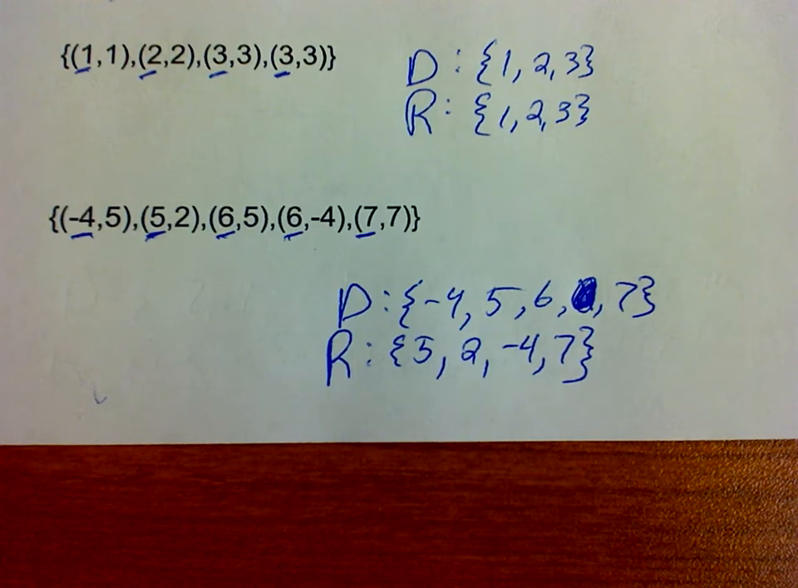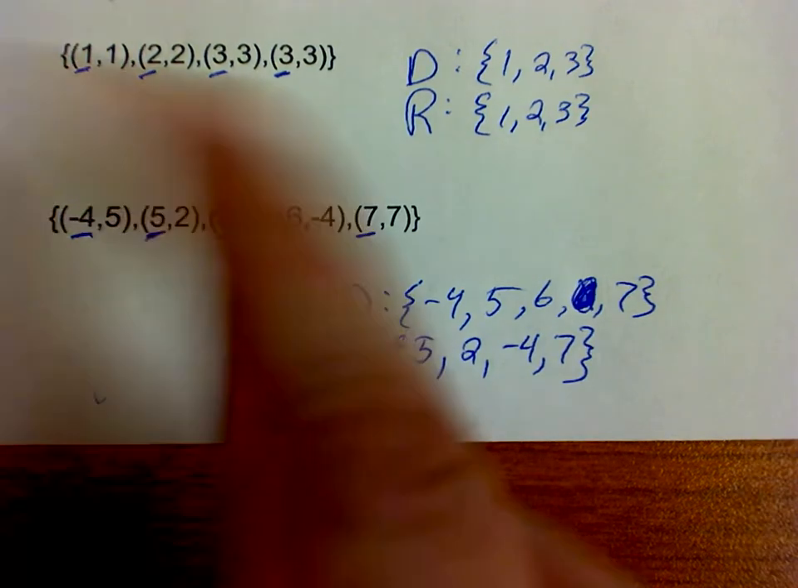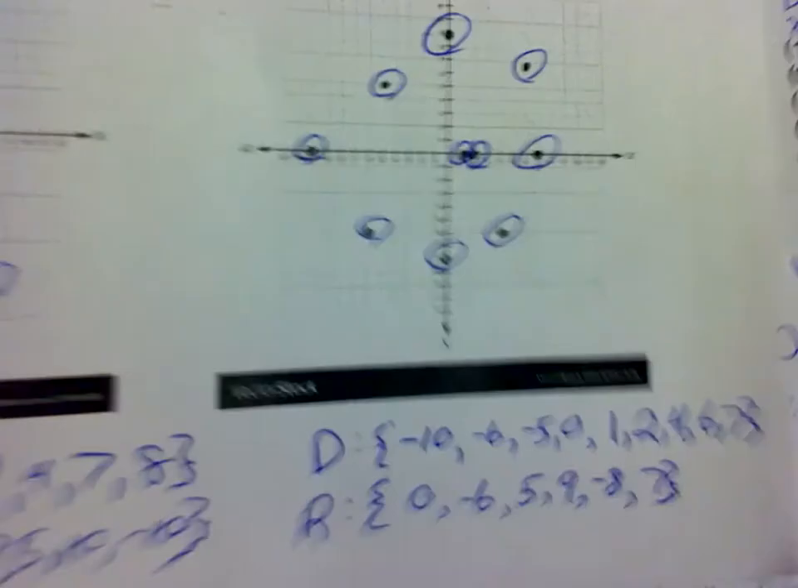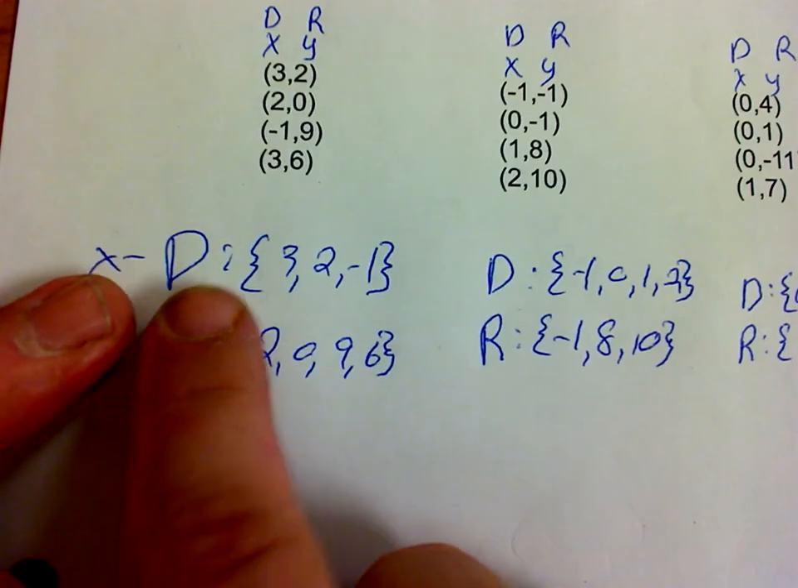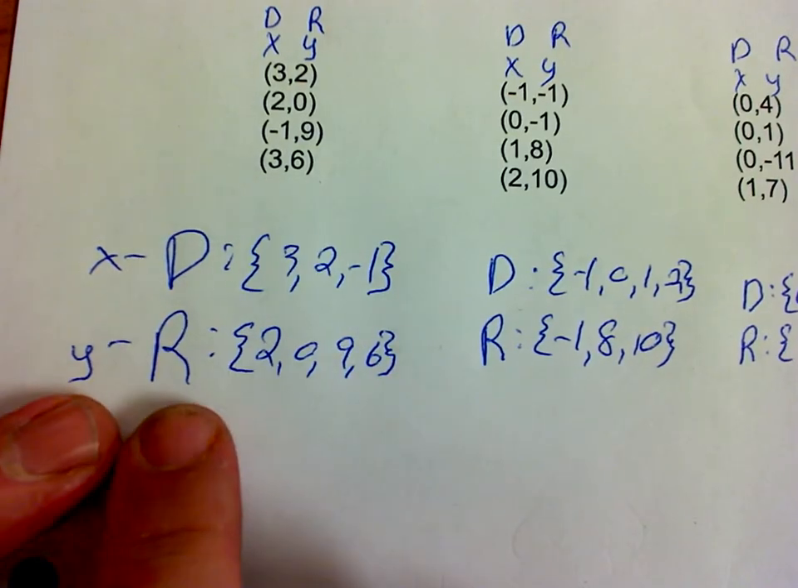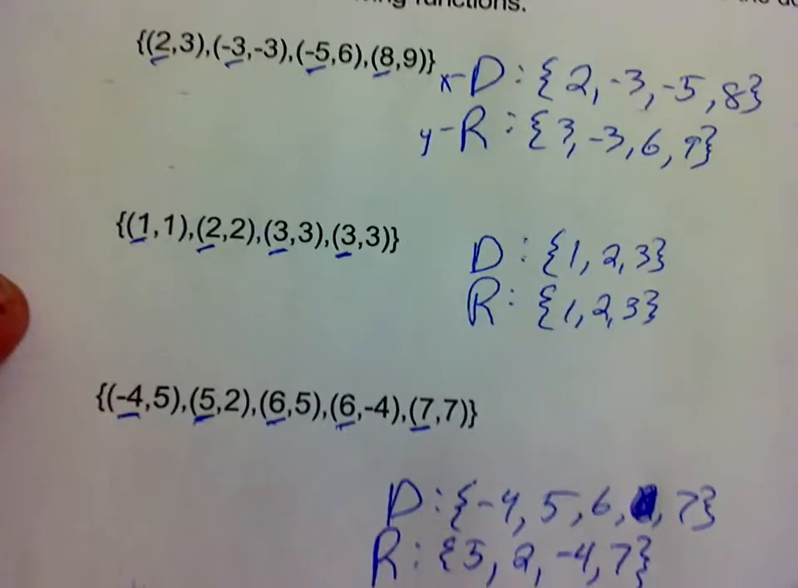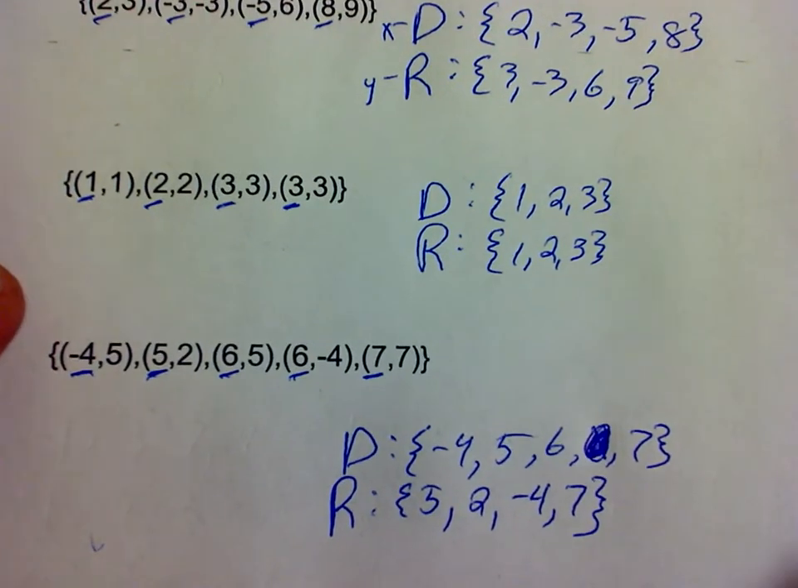So once again, we should be able to look at points listed horizontally, points listed vertically, or points on a coordinate grid, and we should be able to identify the domain, all the x values of all the coordinates, and the range, all the y values of all of the coordinates. And keep in mind, we do not want to repeat numbers in the domain or in the range.